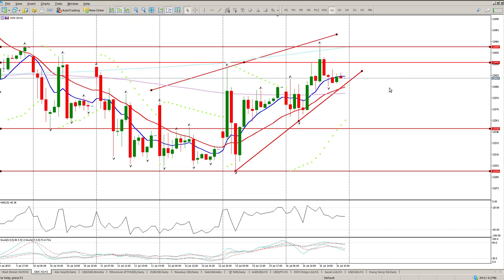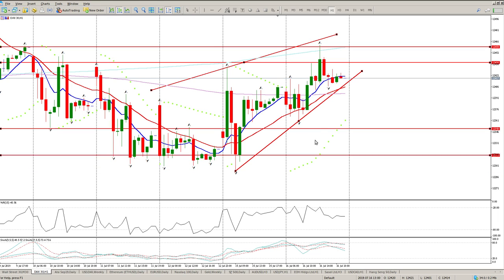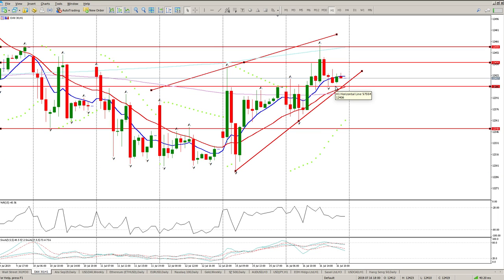Second scenario is that this wedge holds. Okay, so it doesn't turn out to be a wedge, but it does hold and it starts moving to the upside. Then I'll be looking for a long, anticipating a head and shoulders breakout with a stop below 12,350. If we get above 12,460, then my stop would come all the way up to this area here, which would be 12,400. And then I would anticipate that this move continues.